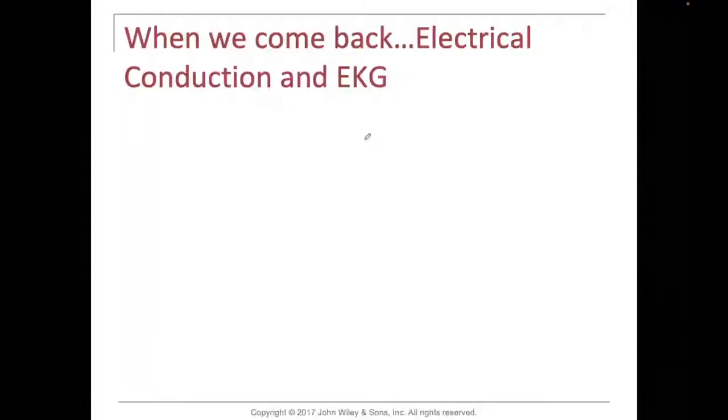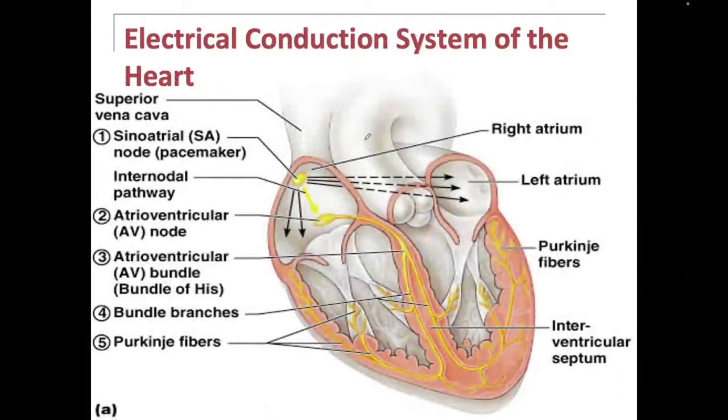Okay, class, what we're going to look at is the electrical conduction and EKG. Now, the electrical conduction I did mention in a previous video, but let's just do a quick review of that, okay? Can't hurt. So here in the right atrium is what we call an SA node. The SA node stands for the sinoatrial node. This SA node is also known as the pacemaker.